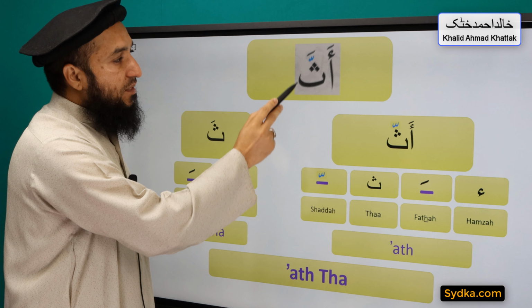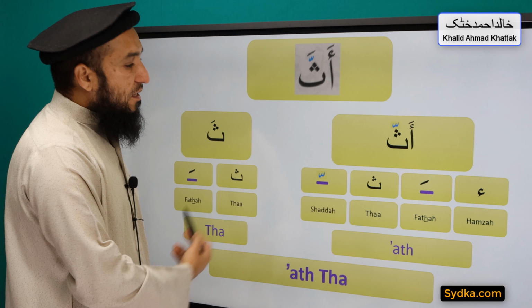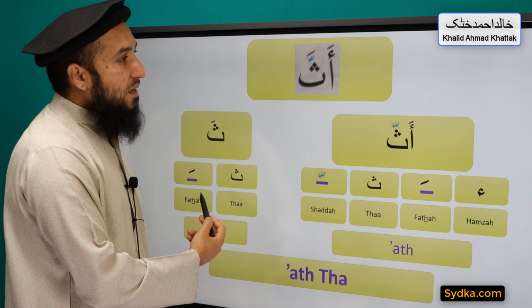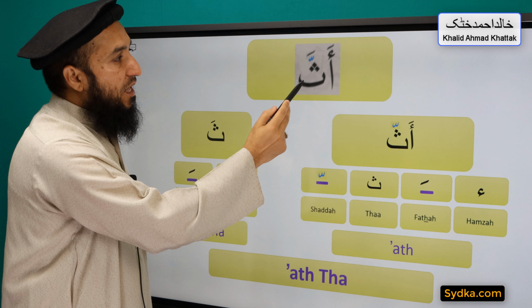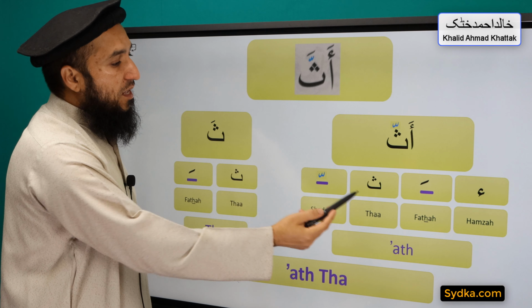Tha, fatha, tha. Combining both syllables together we have atha, atha, atha.